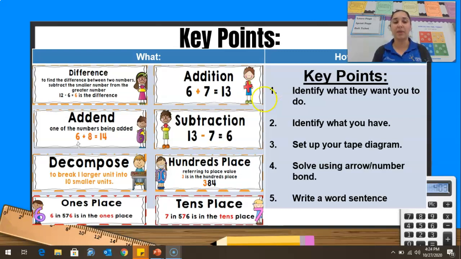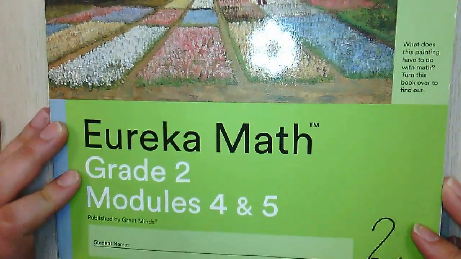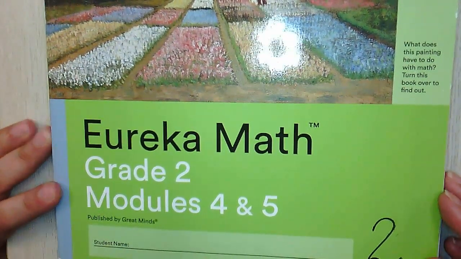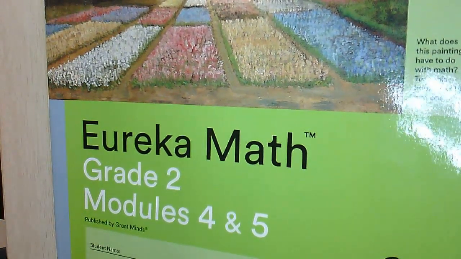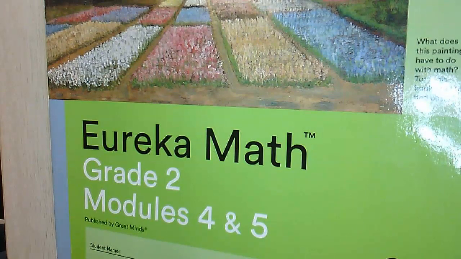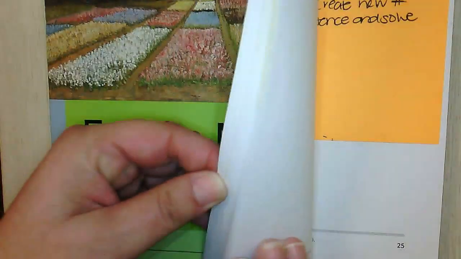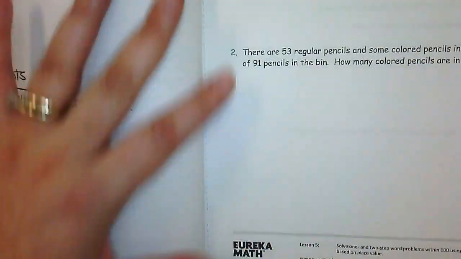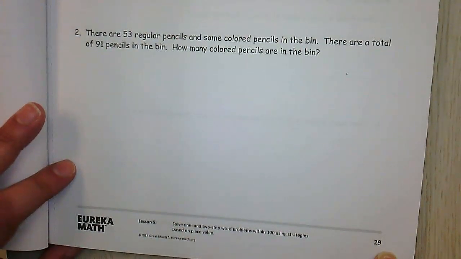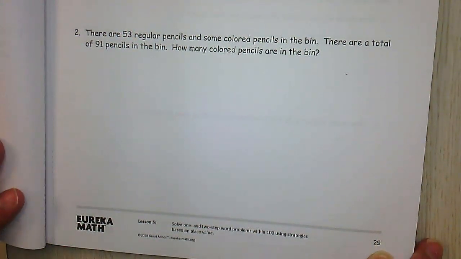It's your turn to write these key points, boys and girls. You have 10 seconds to get book number 2. Ready? 10, 9, 8, 7, 6, 5, 4, 3, 2, 1, and 0. Now you have 10 seconds to open your book to page 29. 10, 9, 8, 7, 6, 5, 4, 3, 2, 1, and 0.